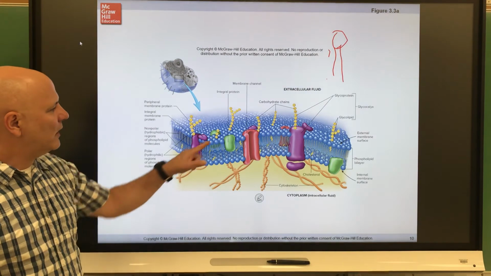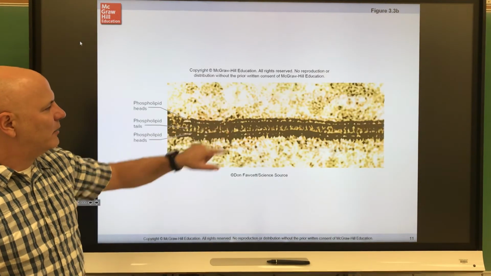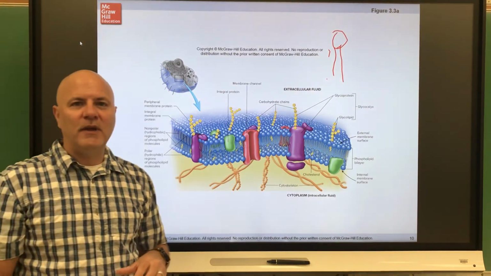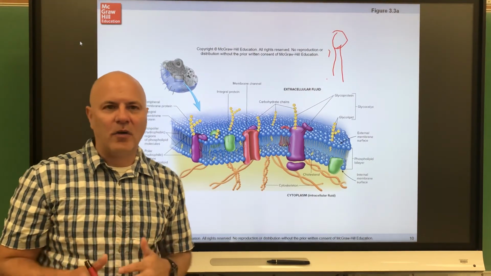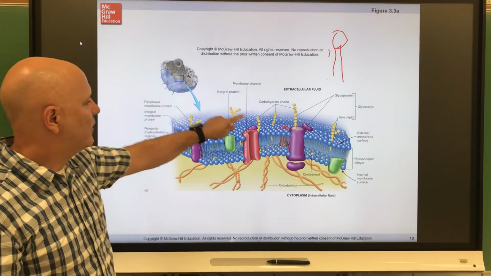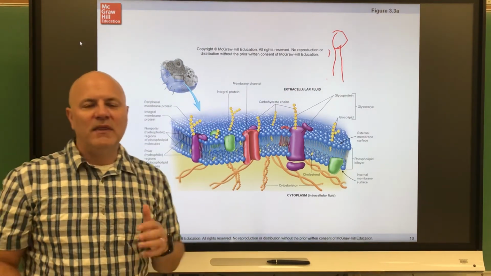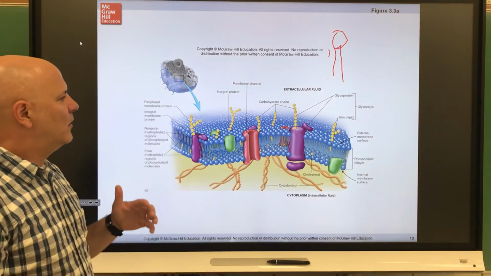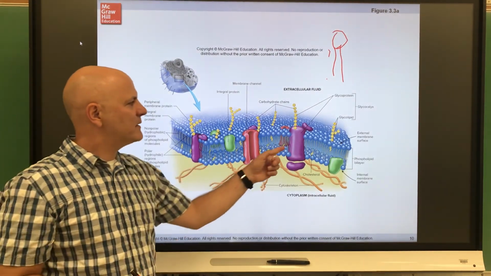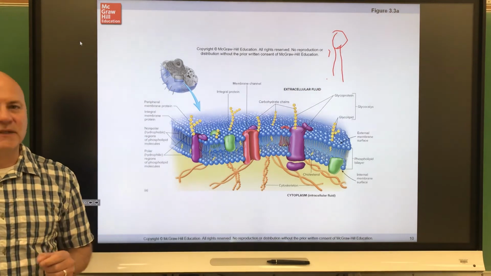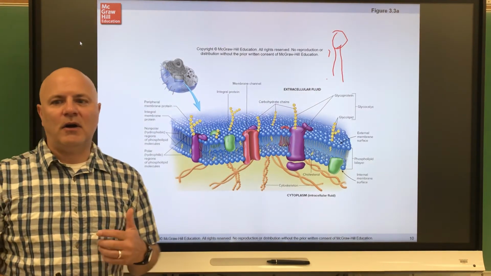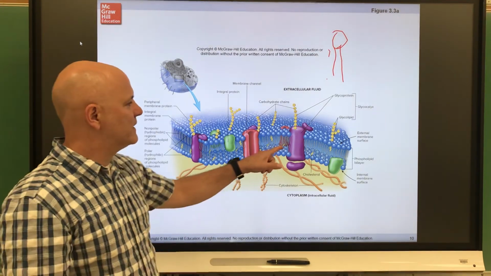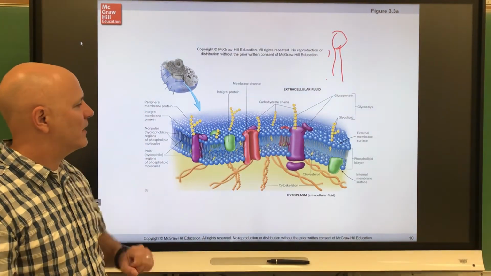Next in here are glycolipids. This is showing a glycolipid right there. A glycolipid is a phospholipid with a carbohydrate attached. So you can see one there, there's another one there. These are used in cell recognition, all right? I'm going to talk about those with the next ones, and those are glycoproteins. Glycoproteins are proteins with carbohydrates attached. They're also used in cell recognition. So we see one here, there's another one there.